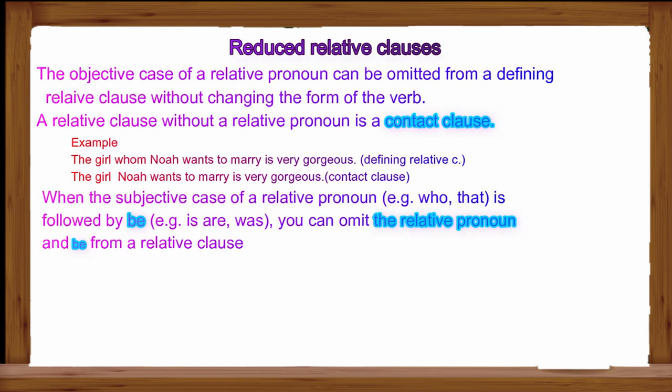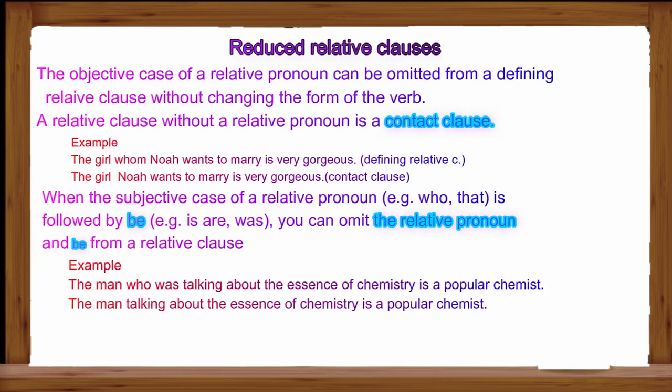The other point here is when the subjective case of a relative pronoun is followed by be verbs, you can omit the relative pronoun and be from a relative clause. Example: the man who was talking about the essence of chemistry is a popular chemist. In this sentence, who is used as a subjective case and it is followed by was. Therefore, we can omit the relative pronoun and be from the relative clause. The man talking about the essence of chemistry is a popular chemist. It has the same meaning as the above sentence.